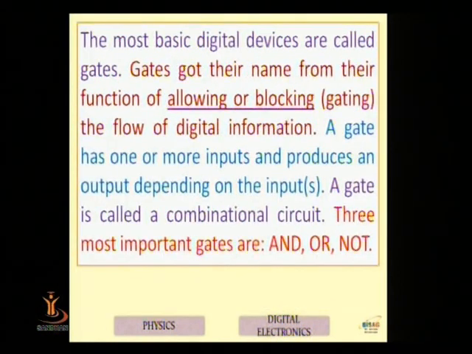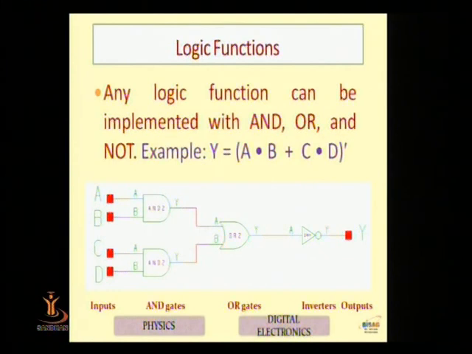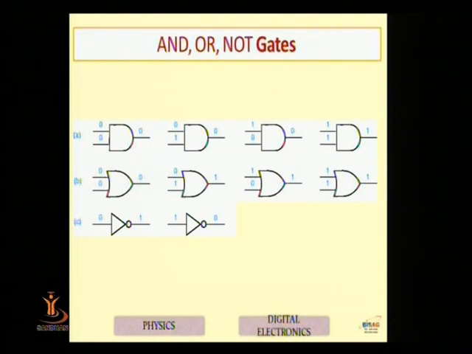The most basic digital devices are called gates, which we have studied. The word gate is used because it is allowing or blocking the given signal, controlling the flow of digital information. Any logic function can be represented with AND, OR, and NOT types of devices. Here is the example I have shown you. These are the symbols again.